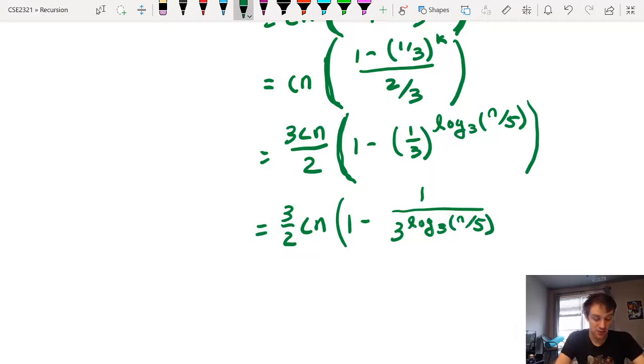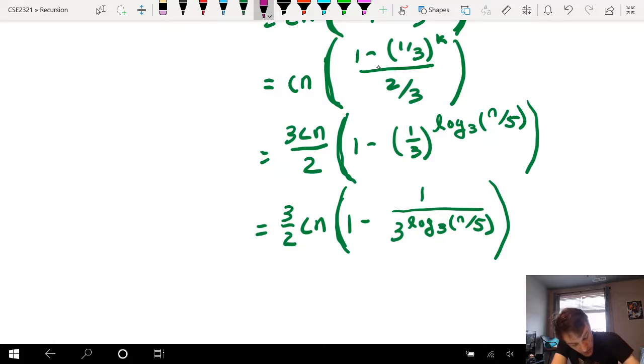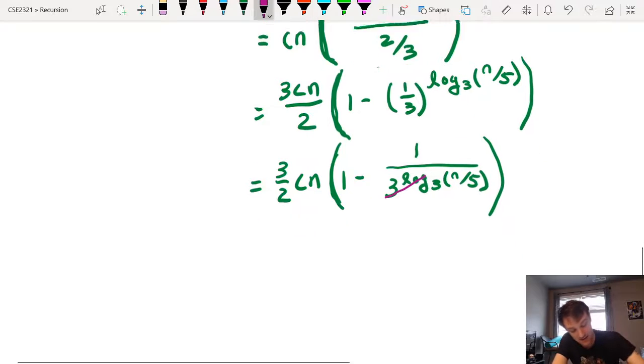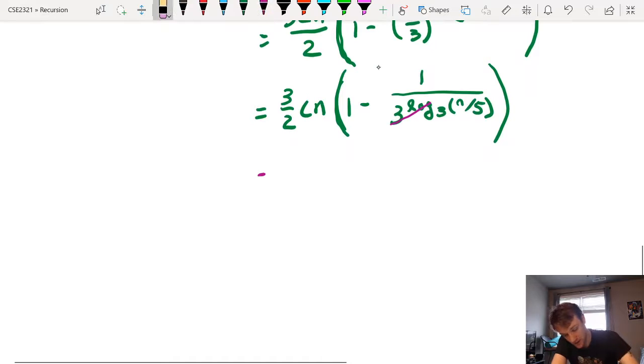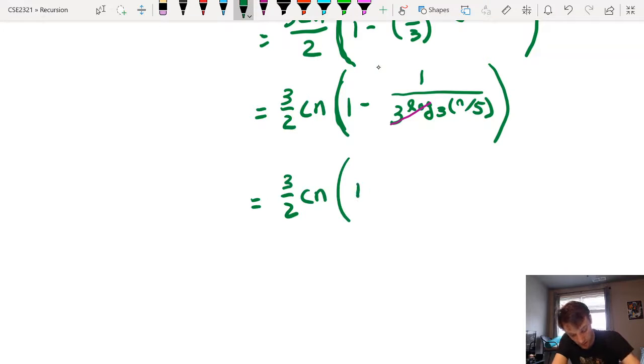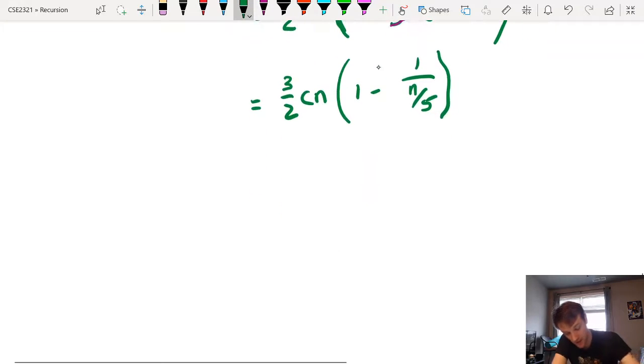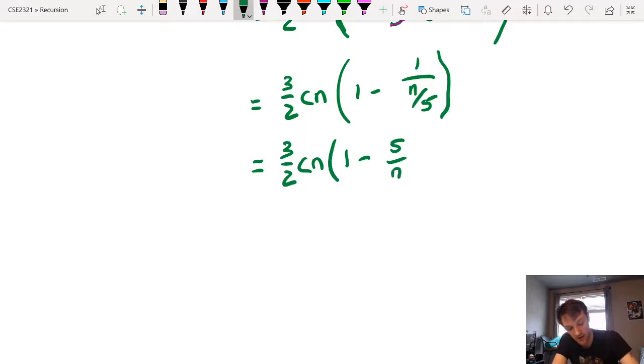That's a bit hard to simplify as it is, but I know I can rewrite this as 3 over 2 times cn times 1 minus 1 over 3 to the log base 3 of n over 5, because 1 to the log base 3 of n over 5 doesn't matter what the power is. 1 to any power is 1. And then we just have 3 to the log 3 of n over 5 in the denominator. Now we get some nice cancellations here. We can see that the 3 and the log 3, they're inverse functions of each other, so they cancel each other out. And I get that this is equal to 3 over 2 times cn times 1 minus 1 over n over 5. Keep simplifying, and we get 3 halves cn times 1 minus 5 over n. The dominant term here, maybe we can finally identify that this is in theta of n.